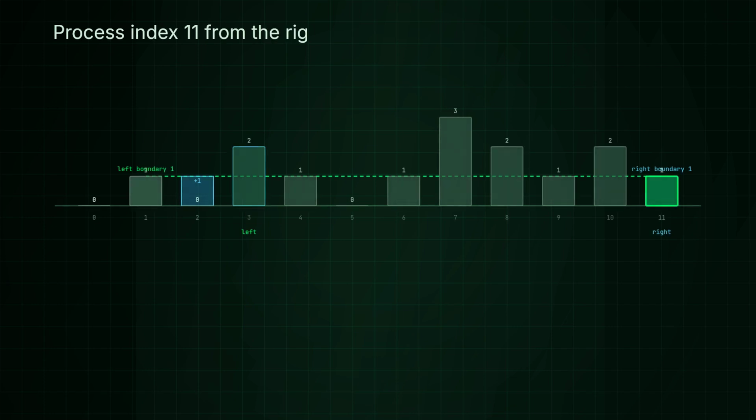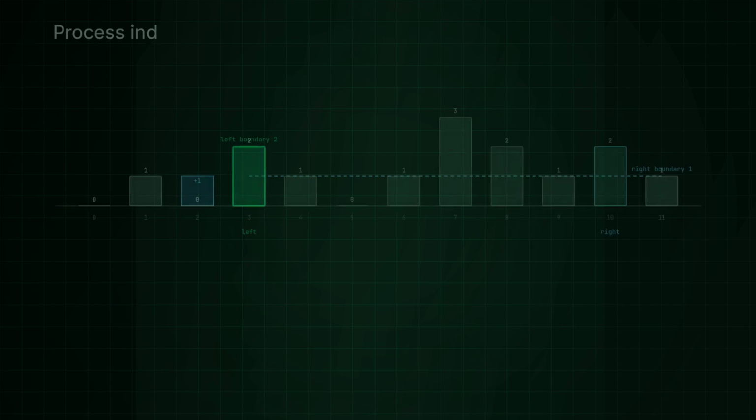Left is at index 3, height 2, and right is at index 11, height 1. 1 is lower, so process the right index. Update right max from 0 to maximum of 0 and 1, which is 1. The current bar reaches the right boundary maximum, so it traps 0. The running total remains 1. Finalize index 11, then move right inward to index 10.